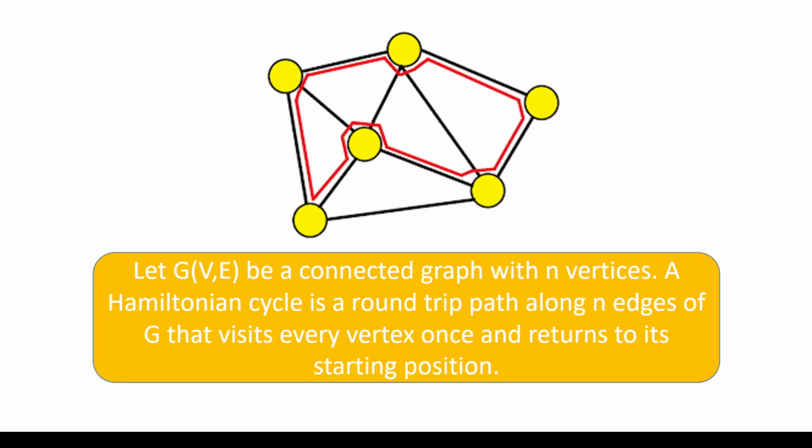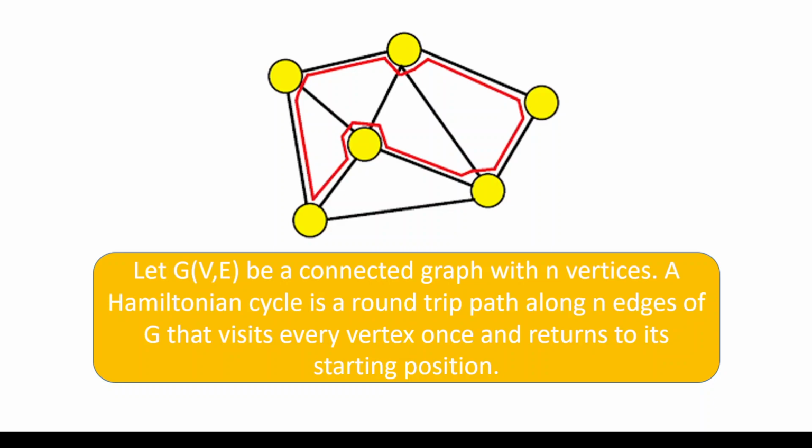Hello everyone. I'll be explaining to you about Hamiltonian cycle in this video. So if a connected graph is given, it can be either a directed graph or a non-directed graph. We start from a vertex and visit all the vertices exactly once, and we need to return back to the starting vertex and hence forming a cycle. If such cycles are formed, we call it a Hamiltonian cycle.